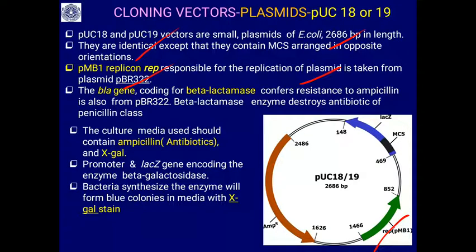And also, similar to pBR322, they have a gene called bla gene, or else ampicillin resistance gene. This gene produces a product called beta lactamase, which gives ampicillin resistance property to the bacteria containing this gene. So it confers resistance to ampicillin similar to pBR322. Beta lactamase enzyme destroys antibiotics of the penicillin class.